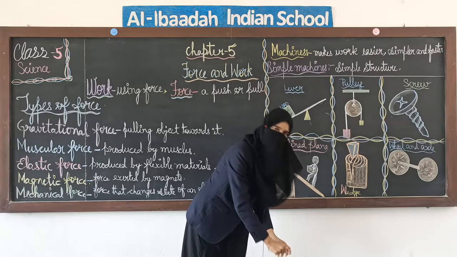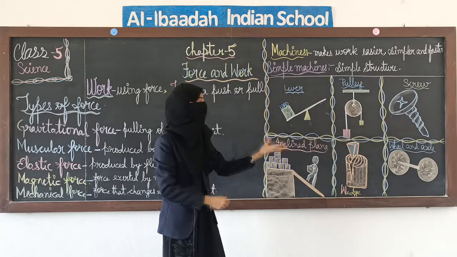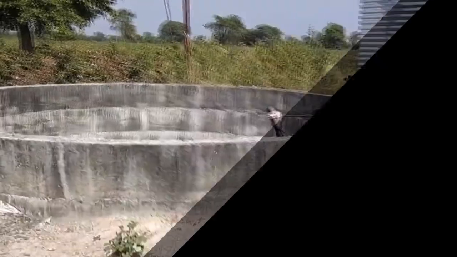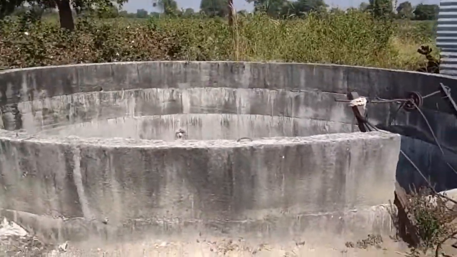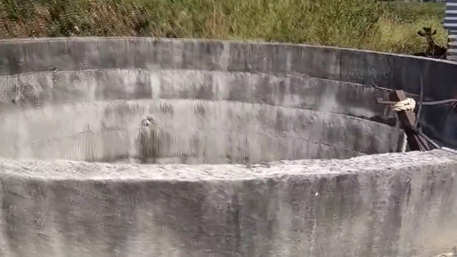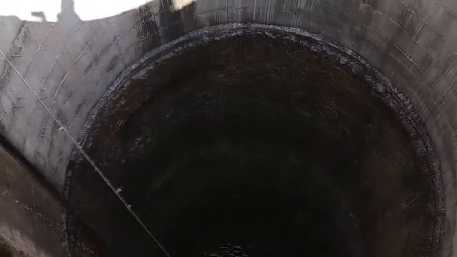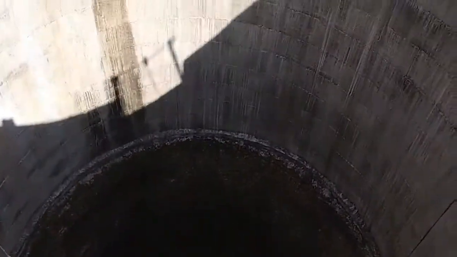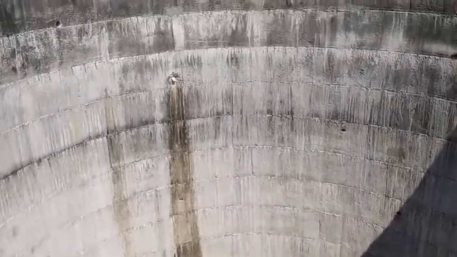How? They put force on this side and from the other side the load will be lifted. And next is pulley. Pulley is that simple machine which has been used from earlier days. People invented it from the very beginning. What does the pulley do?